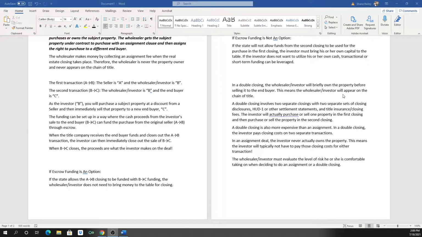It's just more paperwork. A double closing also involves 2 separate closings with 2 sets of closing disclosures. So those HUD-1s or other settlement statements that you guys use in your state. So the first property in the closing and then the purchase of the second property, those will have a lot more paperwork if you go about it this way, because you're signing a lot of documents and literally having 2 separate transactions. That becomes a hand cramp session.